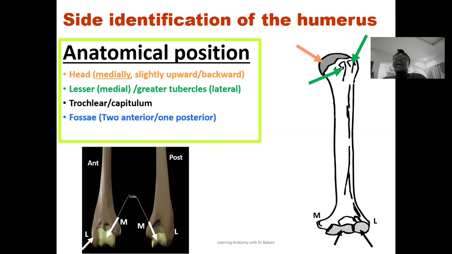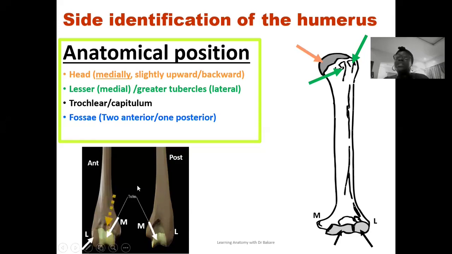The fossae are also very important for us to project. The fossae are projections that are created around the inferior region of the humerus. We have two in the anterior region and we have just one behind. If you look at this image at this lower side, this is the anterior surface and this is the posterior surface. So we should expect to have two depressions in the anterior surface.